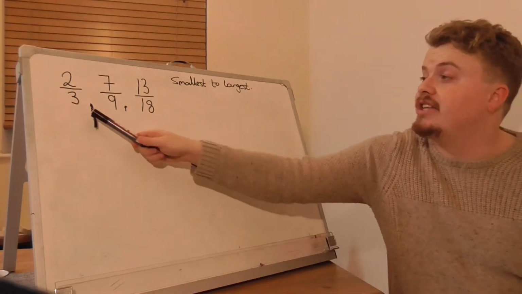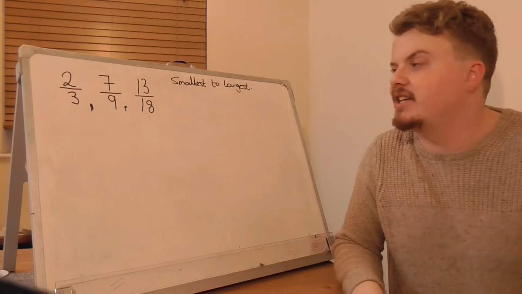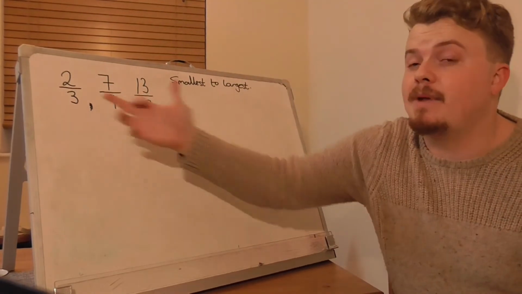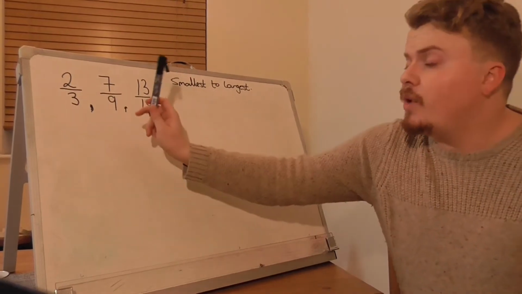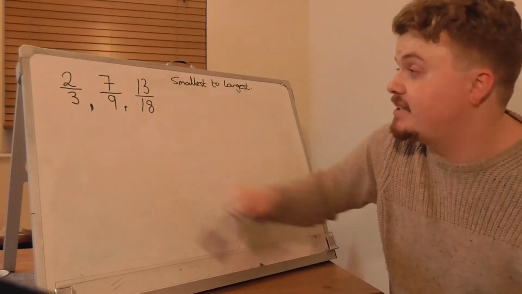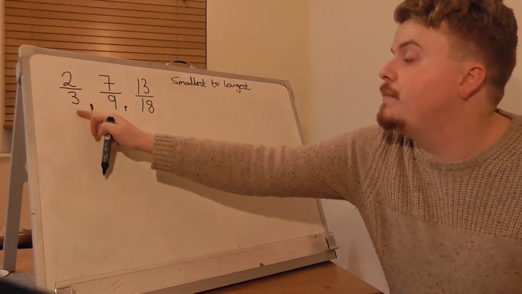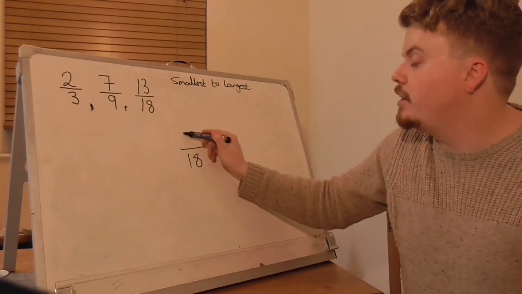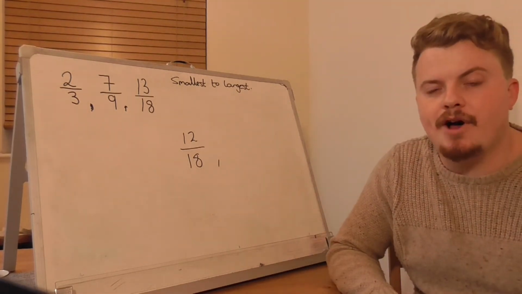Now that I know that, I can just change these fractions so that they have the same denominator as this one. And the way I do that is to start with the first one. I've got to change 2 thirds so that the bottom number is 18. So the denominator is 18. So what do I need to do to the bottom number here, the denominator, to get to 18? I need to multiply 3 by 6. Okay? So because I've multiplied the bottom number here by 6, I have to multiply the top number by 6. So 6 times 2 is 12. Okay? So I've now changed my first fraction.